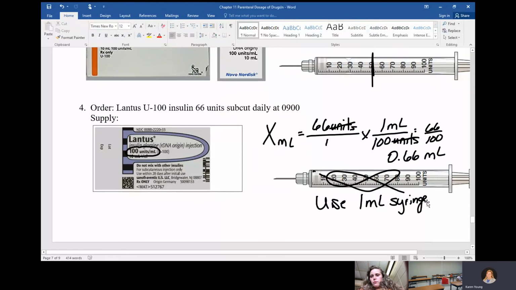Now, as far as my questions on Candace and on the test, I will never ask you how many milliliters for insulin. I just wanted to show you that it can be done. You're always going to fill an insulin syringe. And if I happen to make a mistake and give you a 1 milliliter syringe, then you're going to have to say we would need a 30 unit syringe or a 50 unit syringe or something like that. Okay. All right. Any questions?